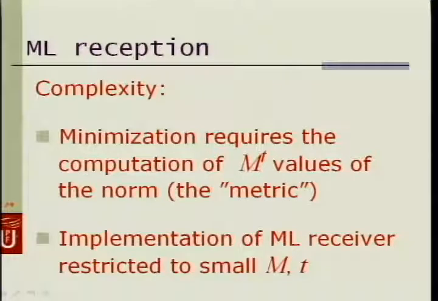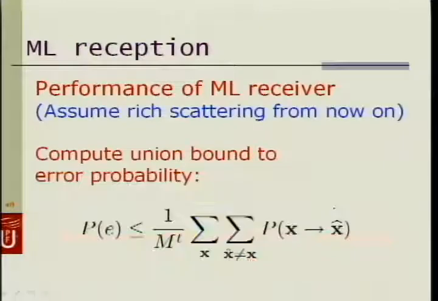Think, for example, of WiMAX. WiMAX allows a constellation of up to 64 QAM, and for two antennas that will mean a huge number of calculations per symbol, something that may not allow maximum likelihood reception. So we may have to resort to simpler techniques.